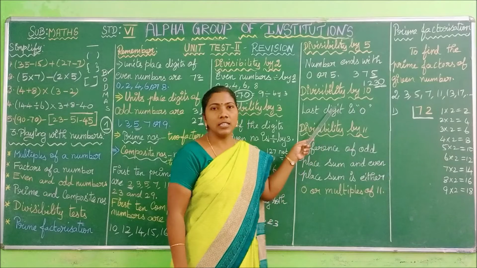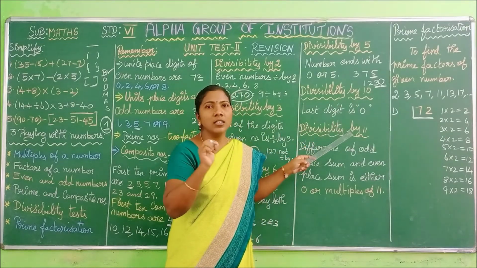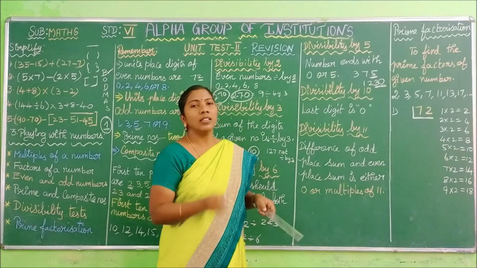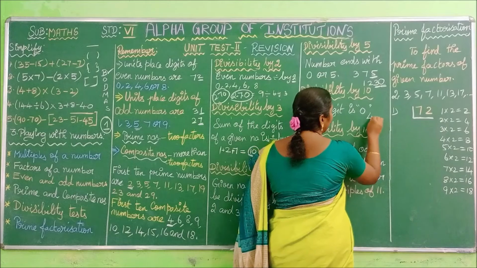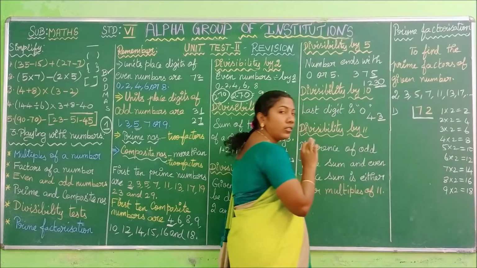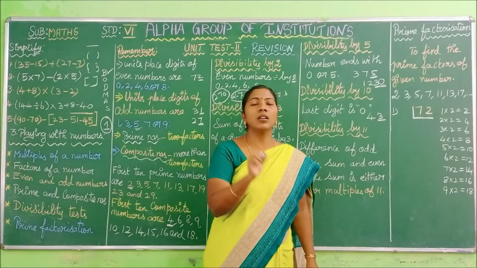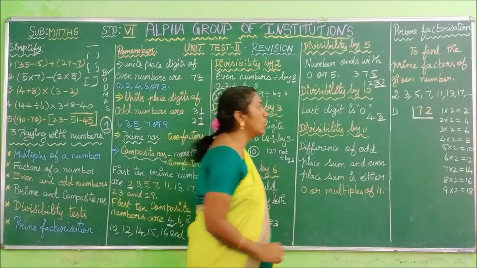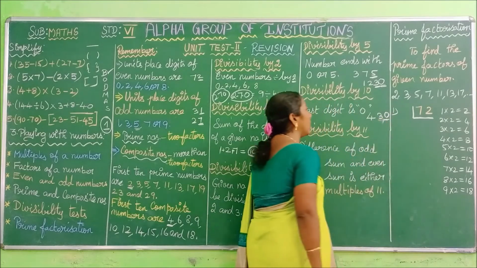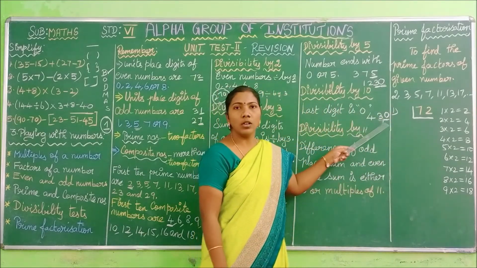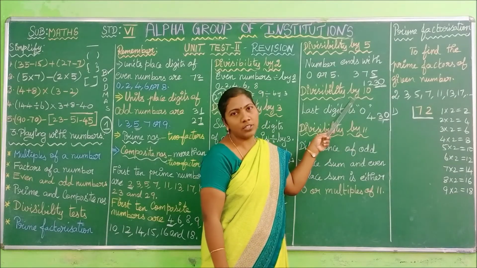Next we are going to see divisibility by 10. It is a very easy test. If a number ends with 0, otherwise we can say the last digit is 0, then we can say that number is divisible by 10. For example, 43. What is the last digit? 3. So it is not a 0. So we can say 43 is not divisible by 10. Suppose I am adding 0 to this number. Now the number is 430. What is the last digit now? 0. Now you can say it is divisible by 10. Do you understand, children?